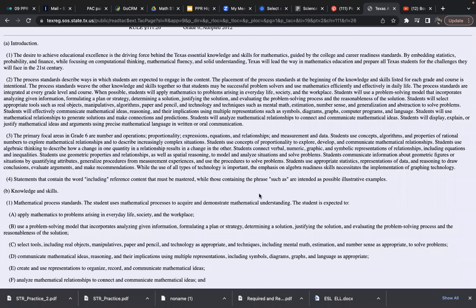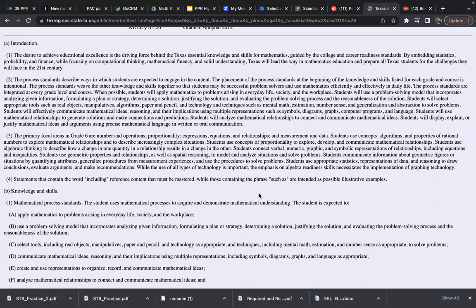Students use concepts, algorithms, and properties of rational numbers to explore mathematical relationships and to describe increasingly complex situations. Students use concepts of proportionality to explore, develop, and communicate mathematical relationships. Students use algebraic thinking to describe how a change in one quantity in a relationship results in a change in another. Students connect verbal, numeric, graphic, and symbolic representations of relationships, including equations and inequalities.